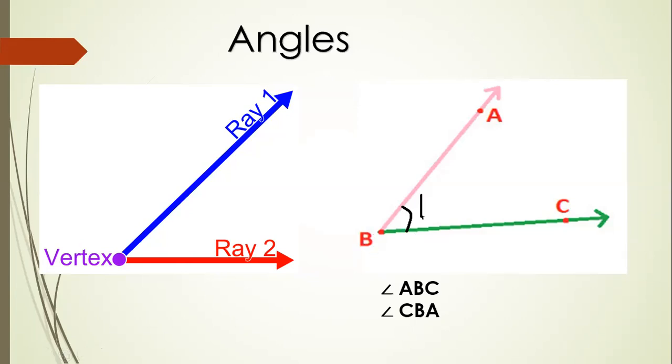Or the third method is you can directly write the name of the angle by using the vertex name. Here the vertex is point B, so we can write it as angle B. Or I can give this particular angle a particular name only. Here I have given this angle the name I. So I can write it as angle I as well. So these are the 4 ways by which an angle can be named.